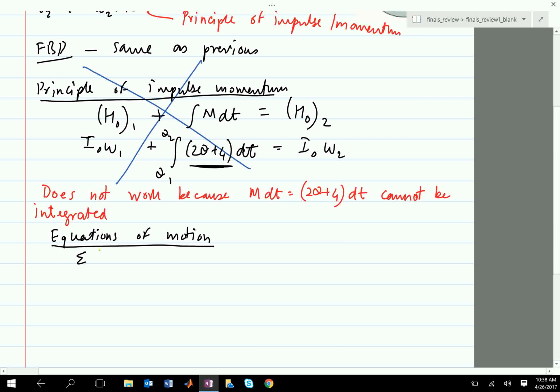So this is fixed axis. Moment about O is I_O alpha, right? M_O is 2 theta plus 4 equals I_O alpha. Now, I have a couple of options, well, two options really. I could do d omega dt. Will this work? Because again, if I move the dt around to integrate, I'll have the same thing which I got previously. I cannot integrate (2 theta plus 4) times dt because theta is not given as a function of time. So I'm stuck with this.